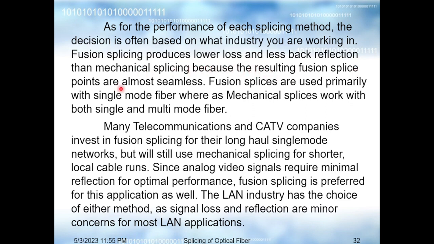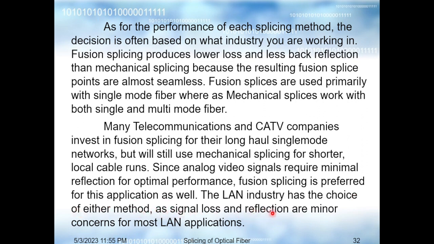As for the performance of each splicing method, the decision is often based on what industry you are working in. Fusion splicing produces lower loss and less back reflection than mechanical splicing because the resulting fusion splice points are almost seamless. Fusion splices are used primarily with single mode fiber, whereas a mechanical splice works with both single and multimode fibers. Many telecommunication and CATV companies invest in fusion splicing for their long-haul single-mode networks, but will still use mechanical splicing for shorter local cable runs.